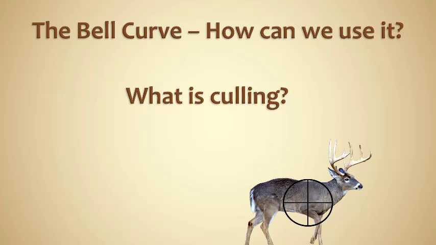Okay, we've talked about what the bell curve is. Let's talk about how we can use it. And let's discuss a couple terms here. We're going to use these many times throughout the remainder of the presentation. The first is culling. What is culling? Do you have a working definition of that? Generally, culling would be removing the lesser quality, and in this case, animal. It could be whatever entity you're measuring, but you're culling the lower quality object, in this case individuals, out of the population.